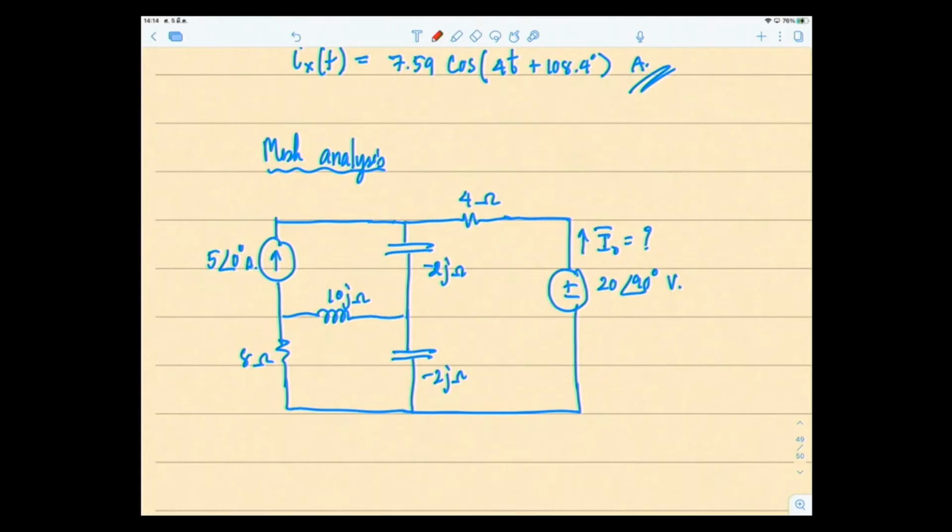Right, so we define the steps that I have taught you in, I think, topic 6 or 7 or 8. So you assign mesh currents in clockwise directions. Let's do it: clockwise direction for each one, I1, I2, and I3.